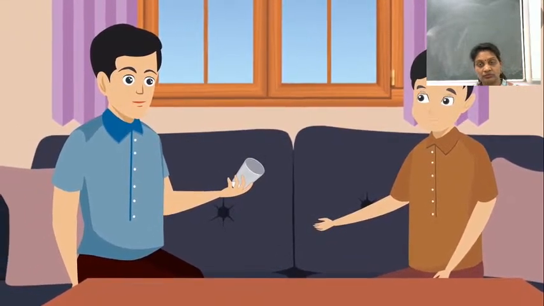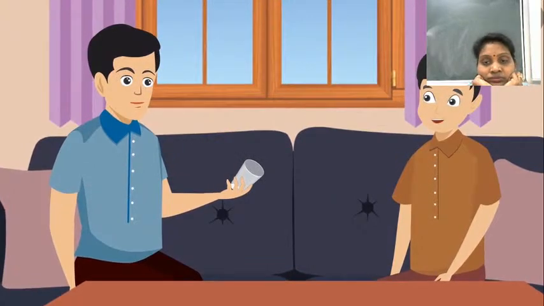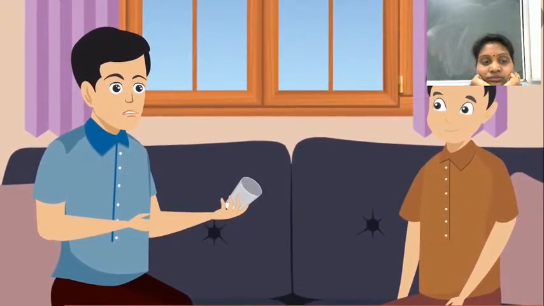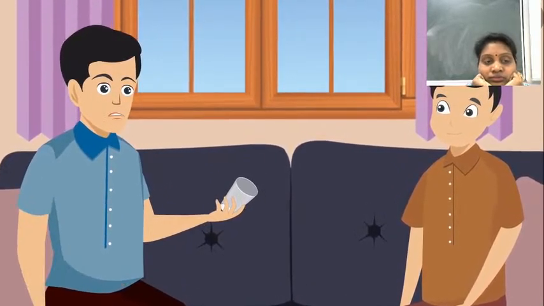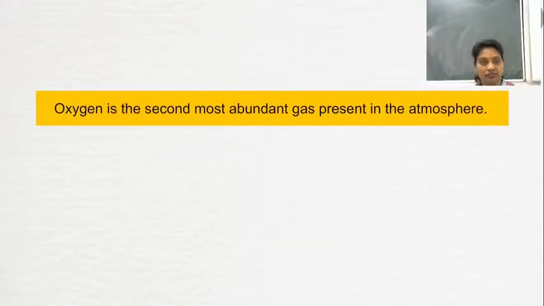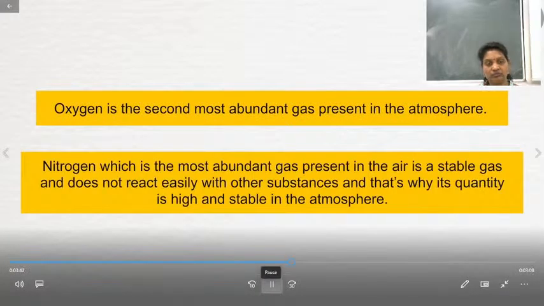This is because as the glass still has some amount of air in it, but all the oxygen in it is being consumed by you, and its space has been taken by the carbon dioxide exhaled by you. Probably this is the reason that we like to breathe in a place with clear and clean environment, as the availability of oxygen is facile over there. Though I have read that oxygen is the second most abundant gas present in the atmosphere. Nitrogen, which is most abundant gas present in the air, is a stable gas and does not react easily with other substances, and that's why its quantity is high and stable in the atmosphere.